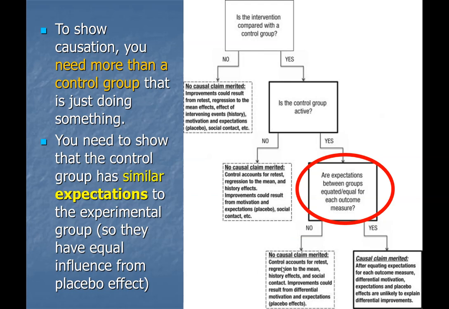And even if you have a control group doing something actively, they may still have different expectations, and it may still be the placebo effect is the explanation, not the actual treatment like brain training. And so it's really hard to design studies like this in psychology. You have to think of proper, good control conditions that are designed in such a way to make sure you've equated expectations, that you've got equal placebo effects in both of the groups, so that you know that's not an explanation if you do find a difference in your treatment group from your control group.